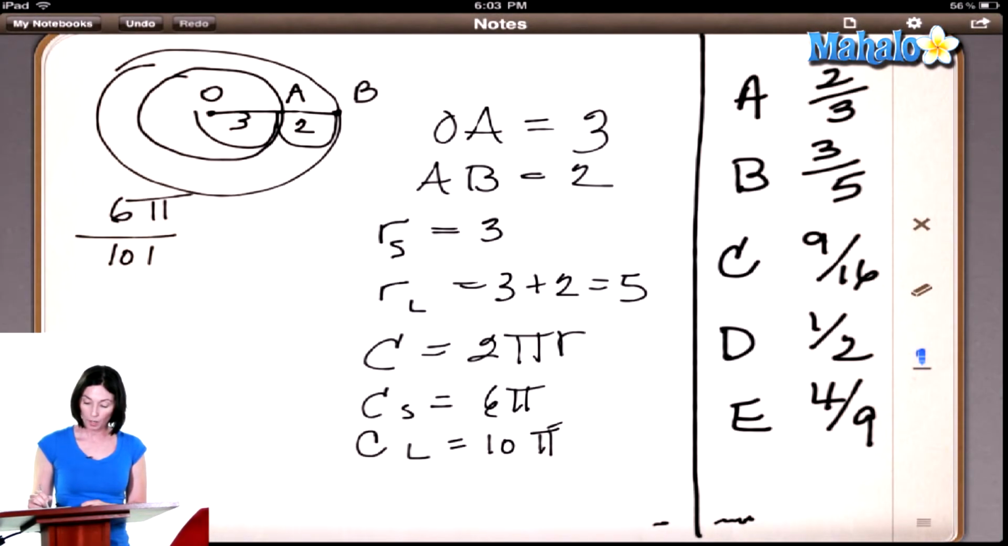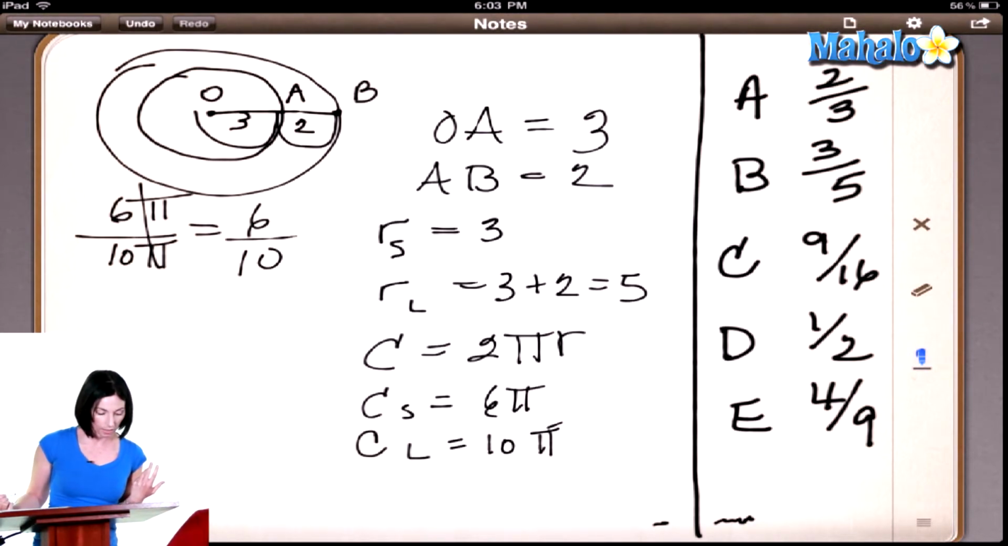Well, what happens to the pi's? We have one on the top and one on the bottom. So what happens to them? They just cancel, right? So we just get 6 over 10. Now, is 6 over 10 one of our answers? It is not. So why do you think that's not one of our answers? We need to reduce it. Yeah, we need to reduce it.